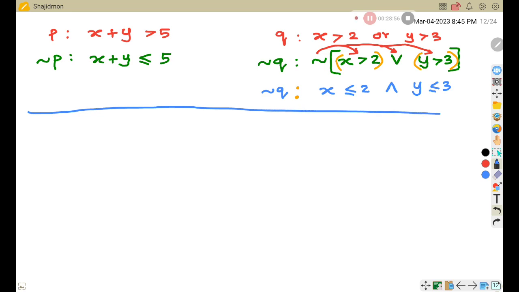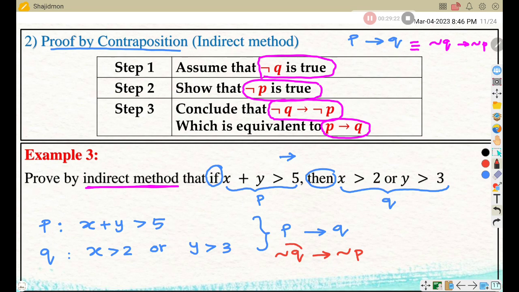So before starting the question, it is better to do this: what is the negation of P and what is the negation of Q? Now I am starting the proof of the statement. Where do we need to start? We need to start from the negation of Q. Assume that the negation of Q is true, correct. This is the contrapositive, proof by contrapositive. First we start with the negation of Q being true. Then we need to prove that the negation of P is also true.